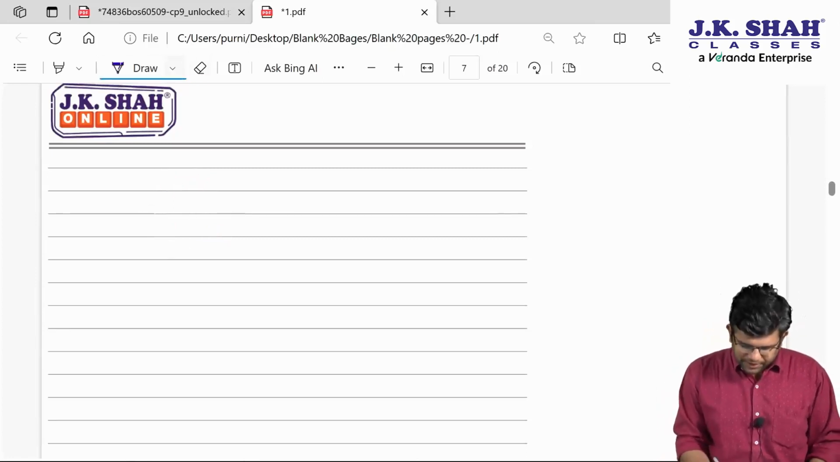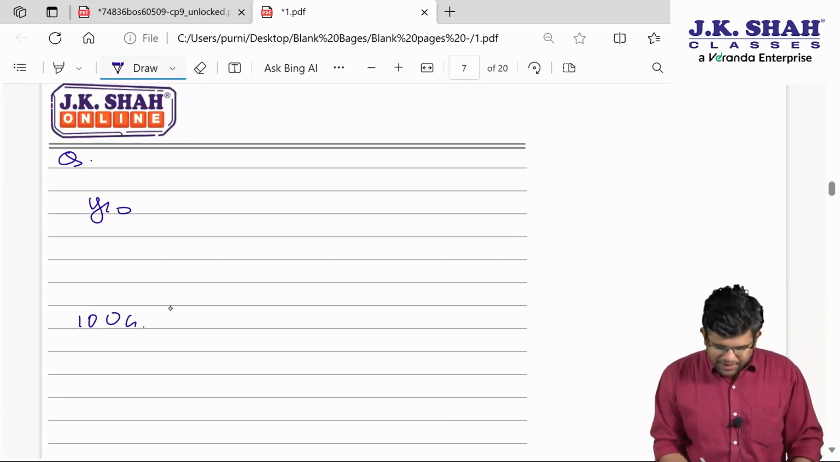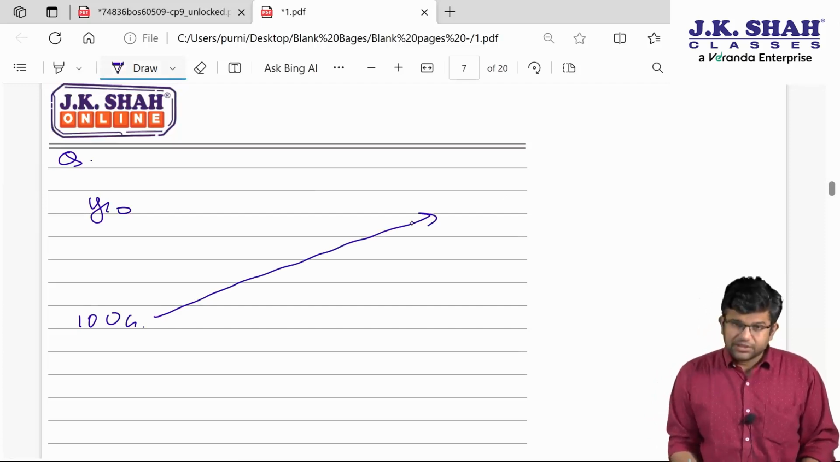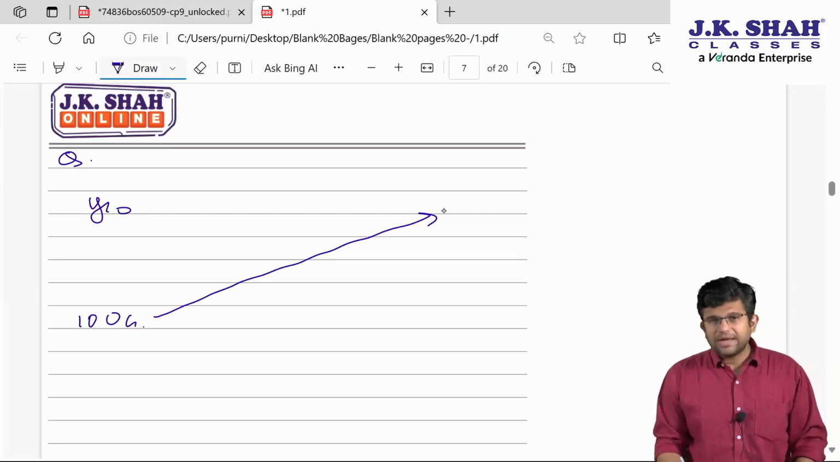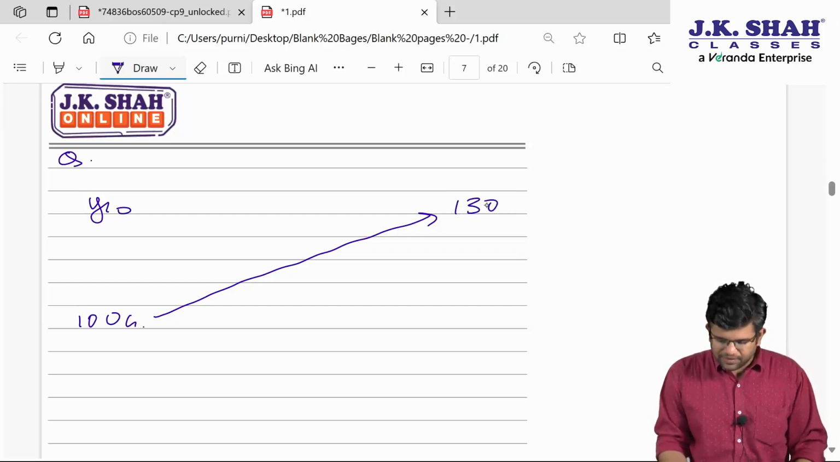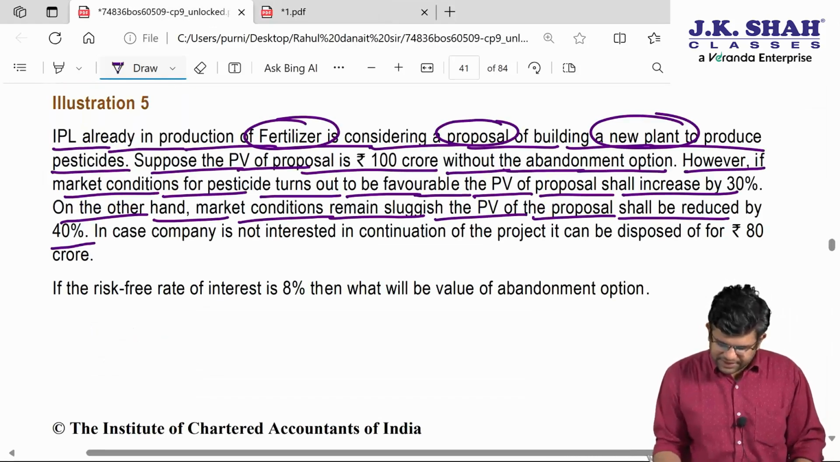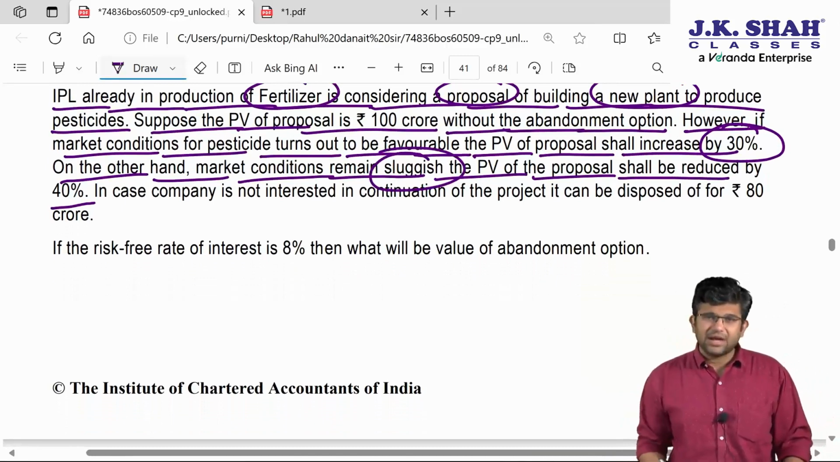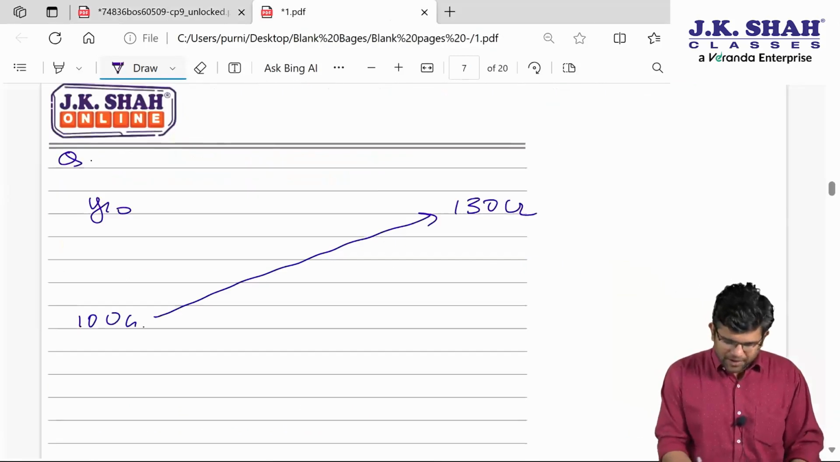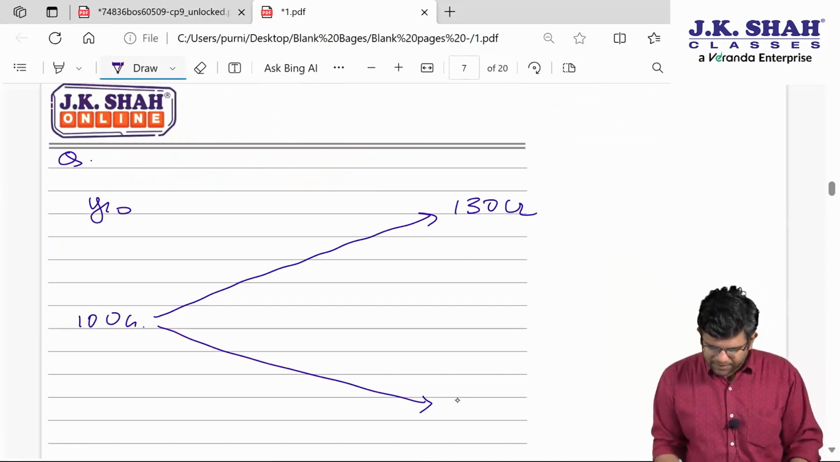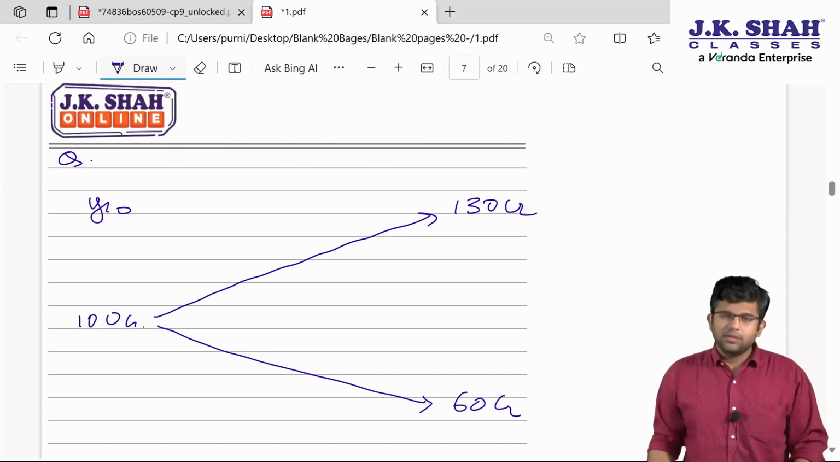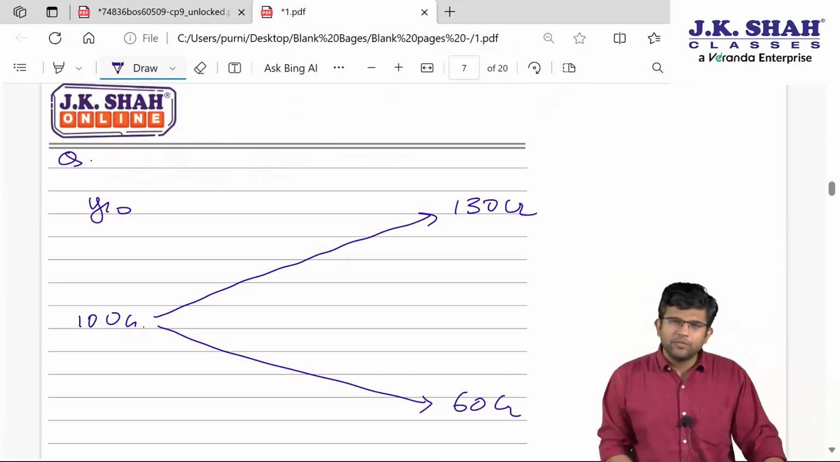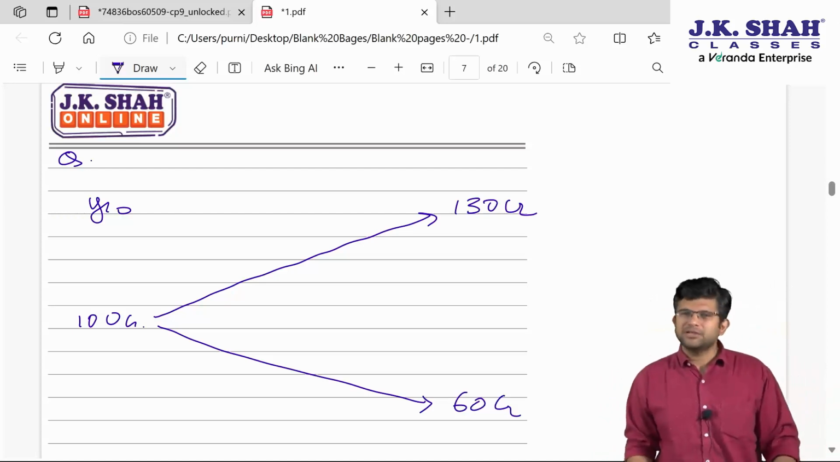This means that today, at year 0, can I say the value is 100 crore, correct? But if the conditions turn favorable, do you realize it could go up to 130 crore, right? They are saying it can increase by 30%. But if the conditions are unfavorable, it can drop by 40%. Okay, it can become 60 crore. The moment you see this kind of diagram, I hope you realize you are heading for the binomial risk neutral model.